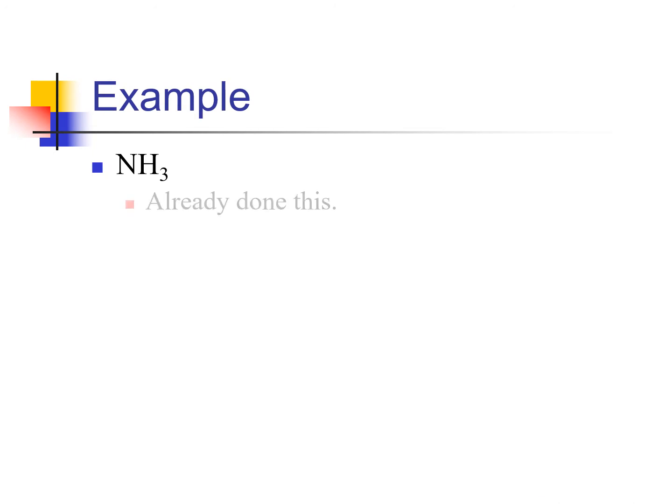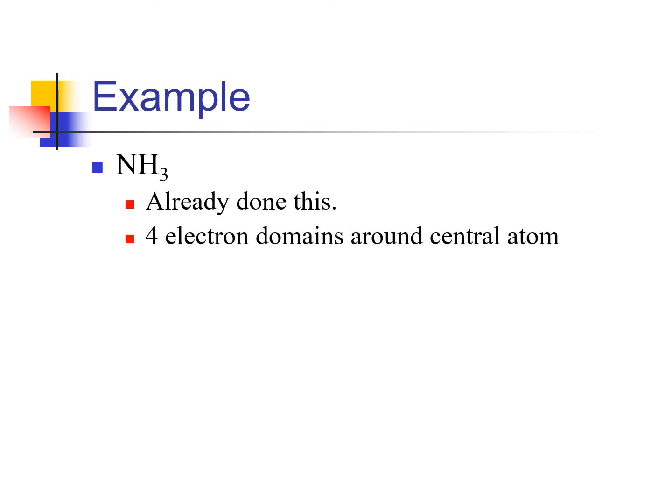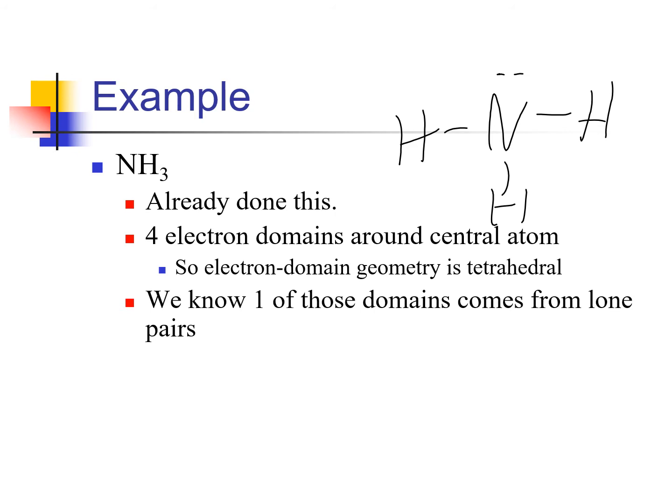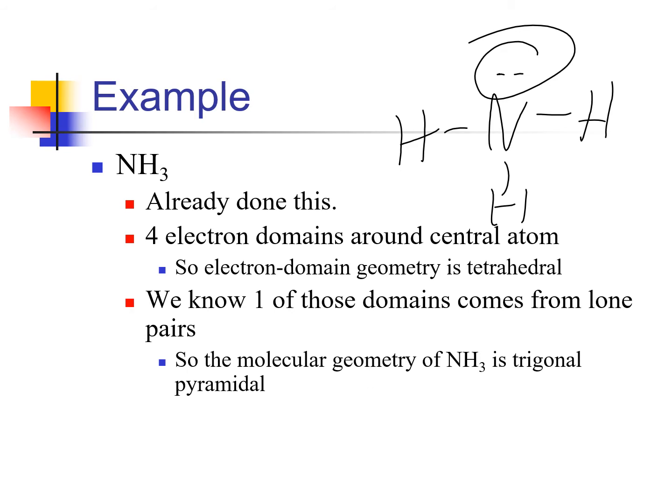So, again, an example. Ammonia, we've already done this. There's 4 electron domains around the central atom, so its electron domain geometry would be tetrahedral. Again, it would look like N, H, H, H, and a lone pair. So that's 4 electron domains, 1 for each bond, 1 for the lone pair. Now, I know that one of those domains is coming from a lone pair, so the molecular geometry would be trigonal pyramidal, because that's a subset of the tetrahedral electron domain geometry if there's 1 lone pair. This has to be memorized.